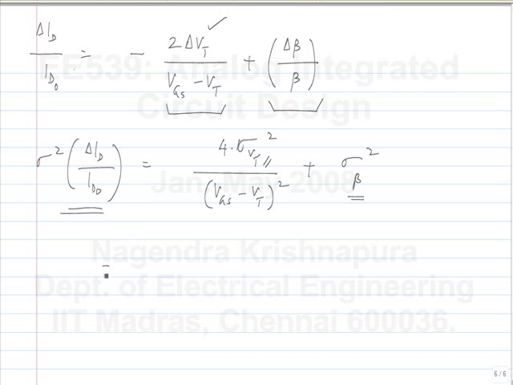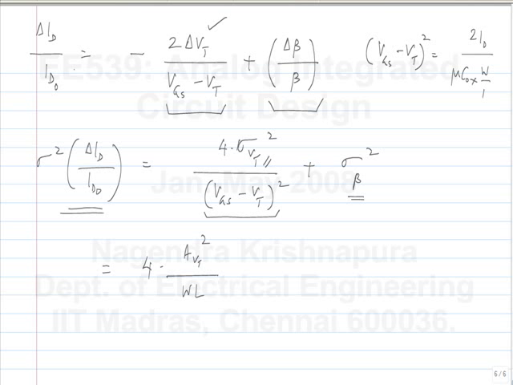So I will expand this further. What is sigma VT square? It is AVT square by WL, okay. Now we can express it in terms of VGS minus VT square or some other quantities also, okay. I can also express it in terms of ID. Sometimes it's useful to do it in terms of ID if we are talking about a constant current, not a constant VGS minus VT, okay. What is VGS minus VT square? It's 2ID by mu Cox W by L, right.